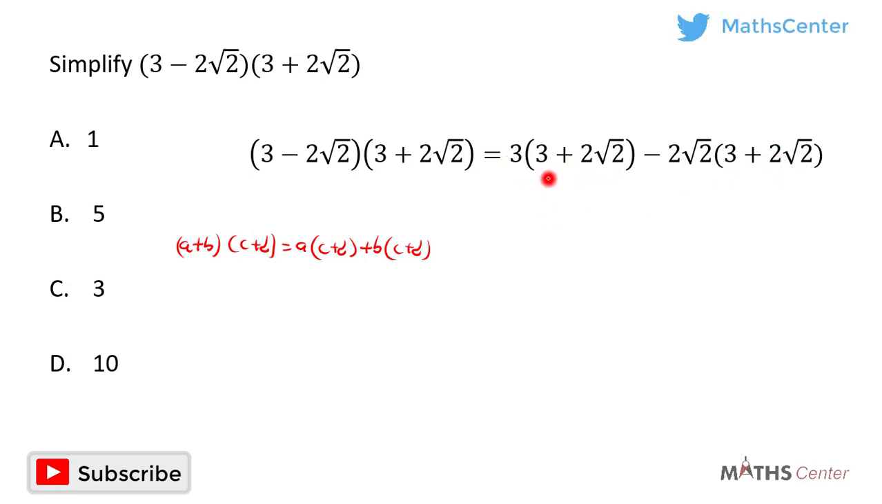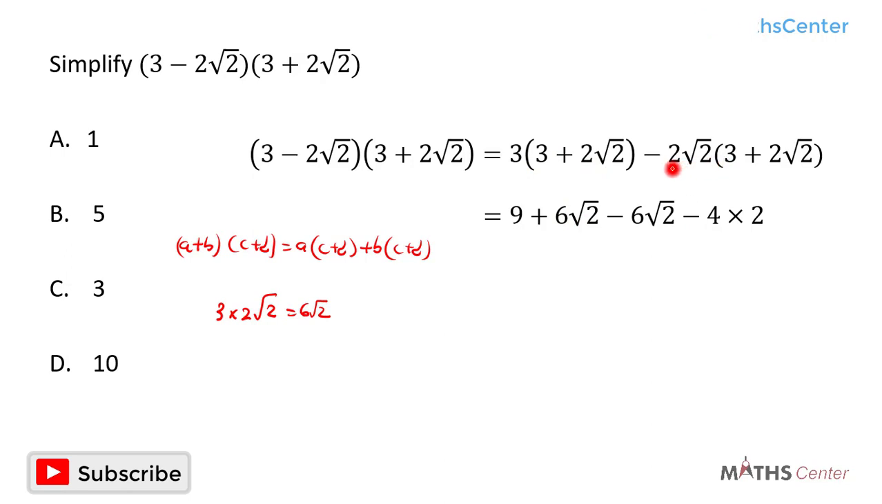Now let's expand the brackets. 3 times 3 will give us 9. 3 times 2 root 2 gives us 6 root 2. We have 3 times 2 root 2, so 3 times 2 gives us 6, and so we will have 6 root 2.